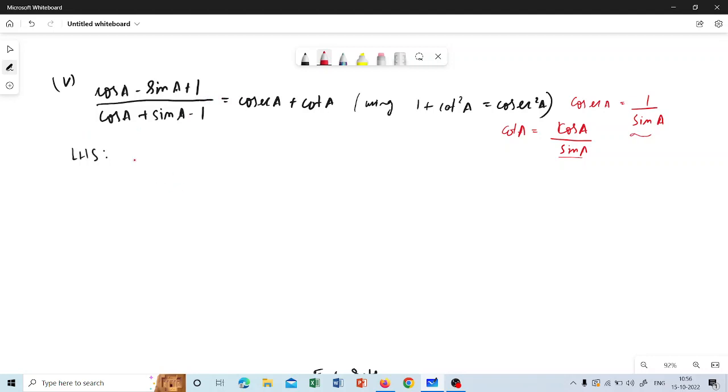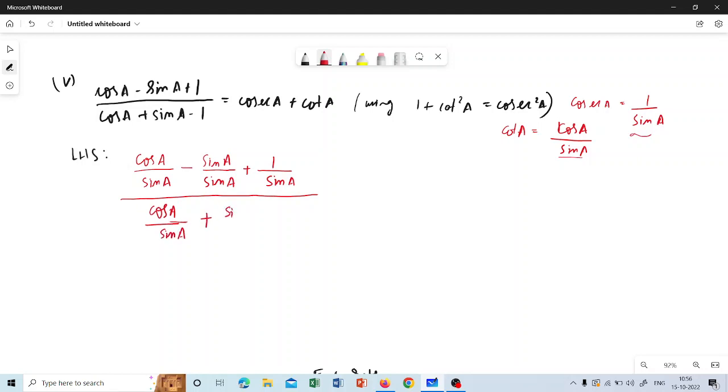I am considering only LHS. If I divide each term, cos A by sin A minus sin A by sin A plus 1 by sin A, divided by cos A by sin A plus sin A by sin A minus 1 by sin A. Now it doesn't matter if I divide the numerator and denominator by the same expression, because sin A is common and we can cancel it out. The overall expression remains the same.